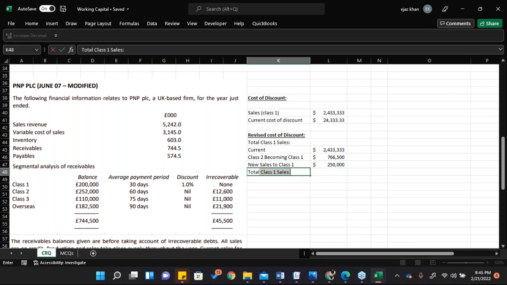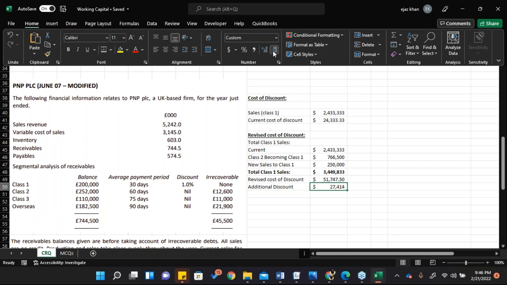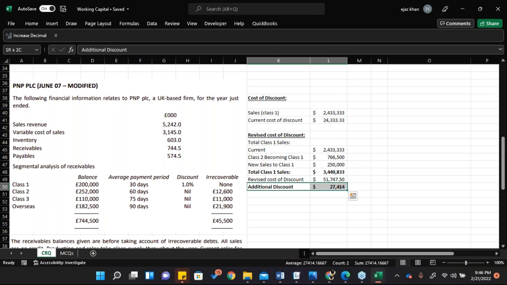So now the total class one sales will be this figure, and 1.5% of it is 51,747.5 dollars. So the additional discount will be 27,414.17 dollars. That's the additional cost of discount.